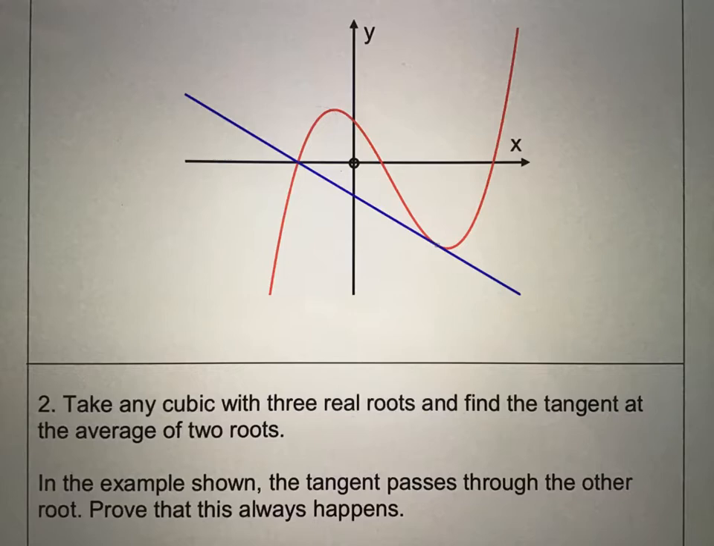So remember what the problem was. You are given a cubic, a third-degree polynomial, which is the red curve here. It has three real roots, and you look at the tangent to the curve at the average, the midpoint of the two roots, and you find that the tangent goes to the third root. So today I want to show how you can solve this problem quite easily with calculus.